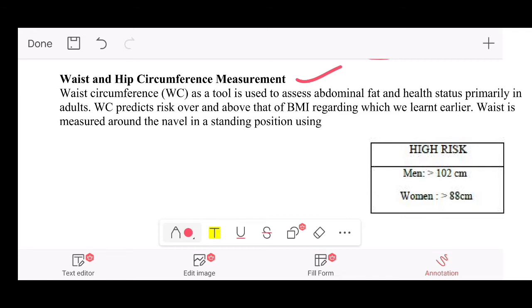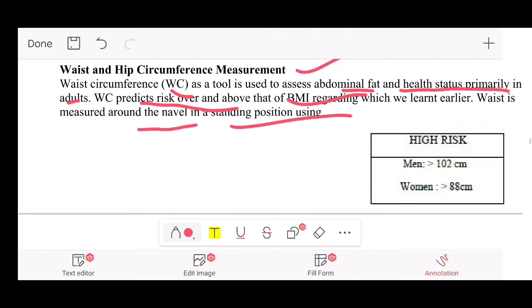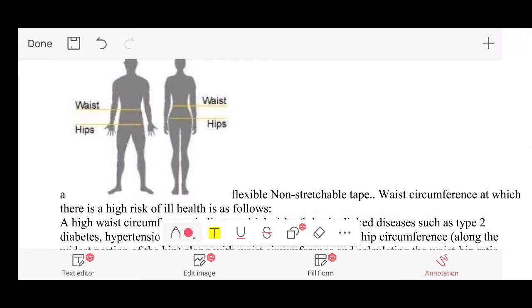Waist circumference, WC, is a tool which is used to assess abdominal fat and health status primarily in adults. WC predicts risk over and above that of BMI, which we learned earlier. Waist is measured around the navel in a standing position, meaning the child should be in standing position. See, this is the waist and this is the hip. So the child has to be standing, and then we will measure the waist and the hip.